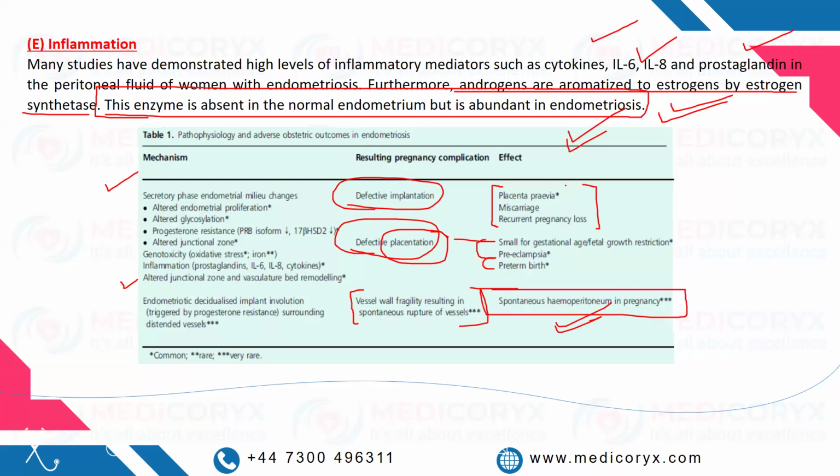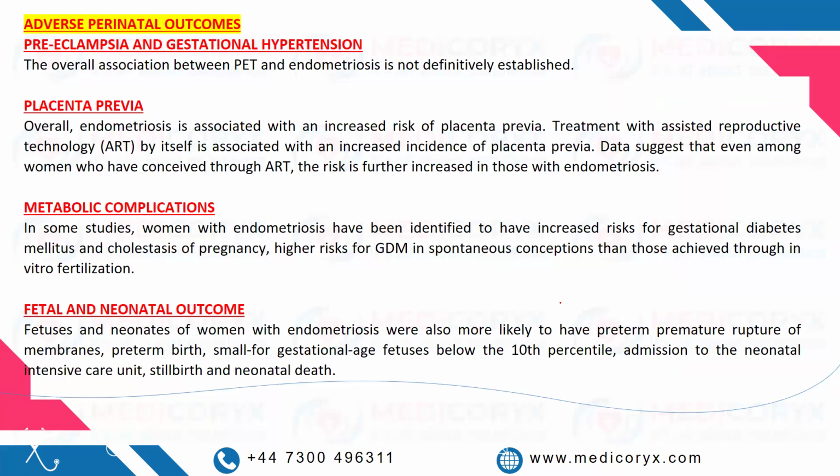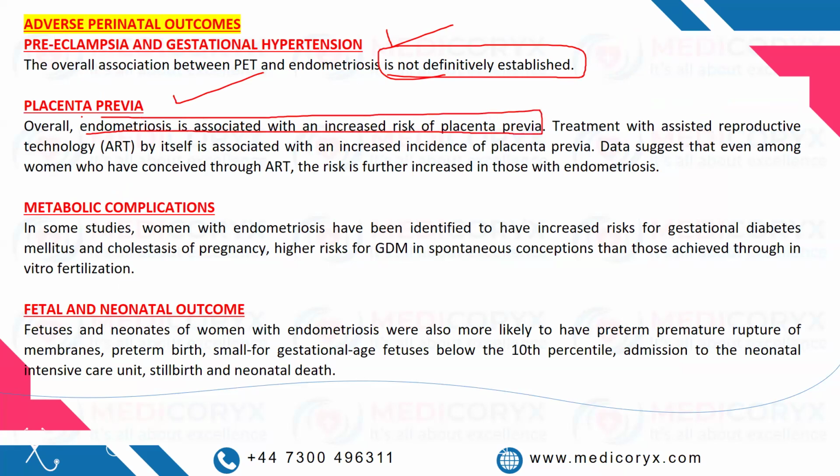Okay, so I hope it is making sense how endometriosis is going to affect pregnancy and lead to adverse pregnancy outcomes. Now we will take all these pregnancy outcomes one by one. So let's check. Preeclampsia and gestational hypertension: the overall association is not definitively established, but it can be associated. Placenta previa, yes, an important exam question as well as an important clinical concept. Endometriosis is associated with an increased risk of placenta previa.